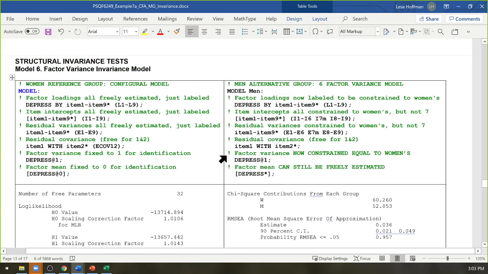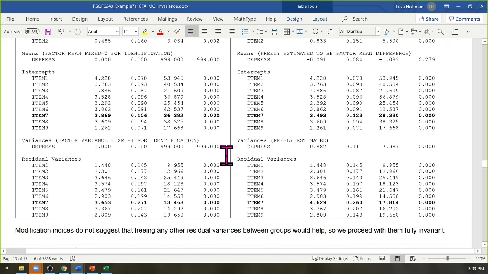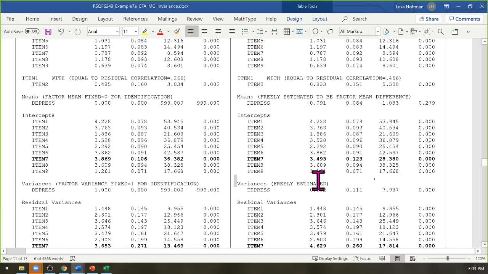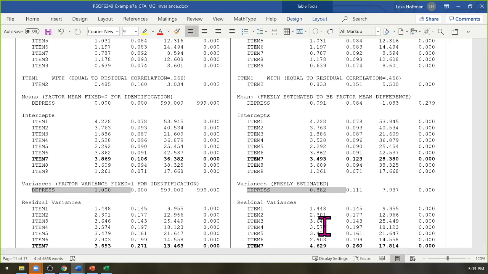So in the previous solution, the factor variance in the men was 0.88. The factor variance in the women reference group was 1. So the fact that the model fits not worse means that 0.88 is not different than 1. Numerically, they look different, but they're not statistically different.